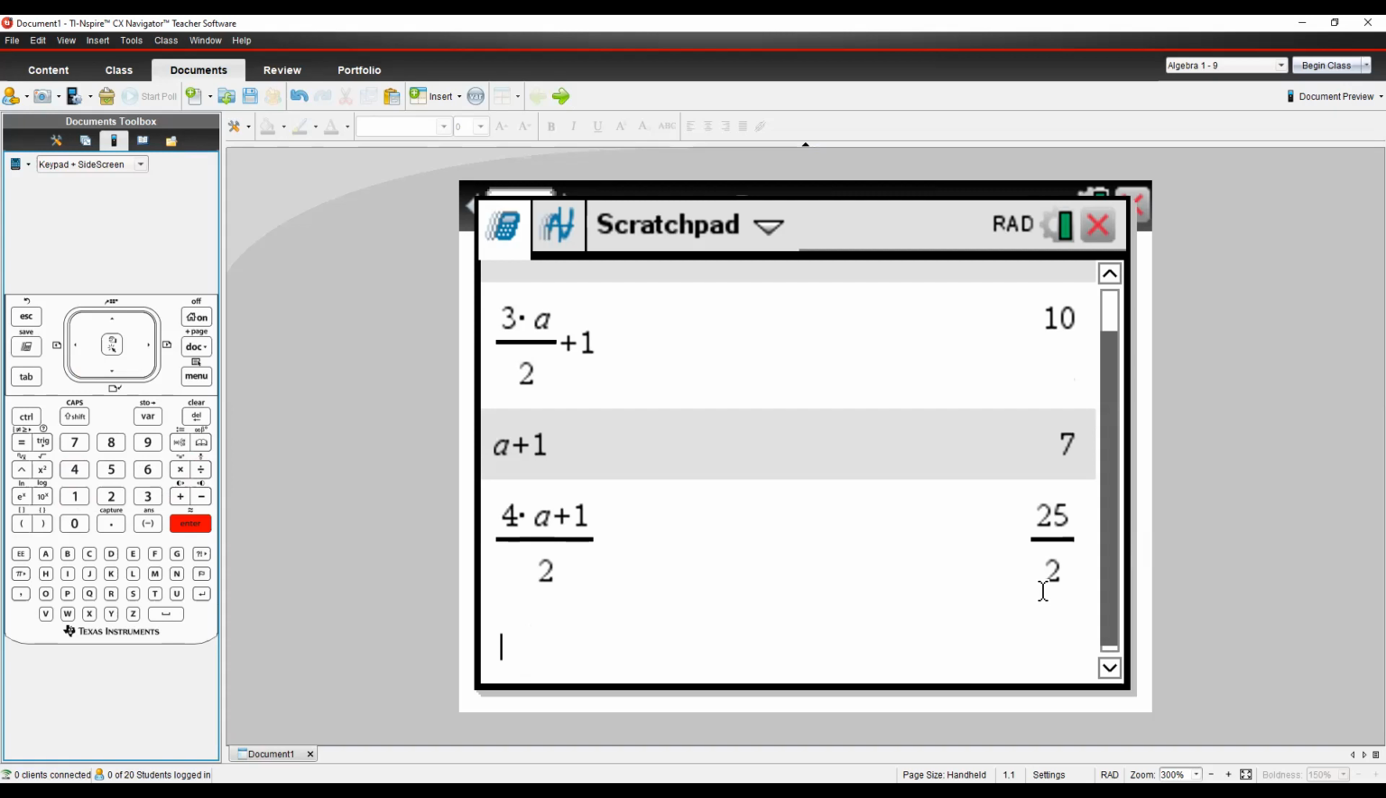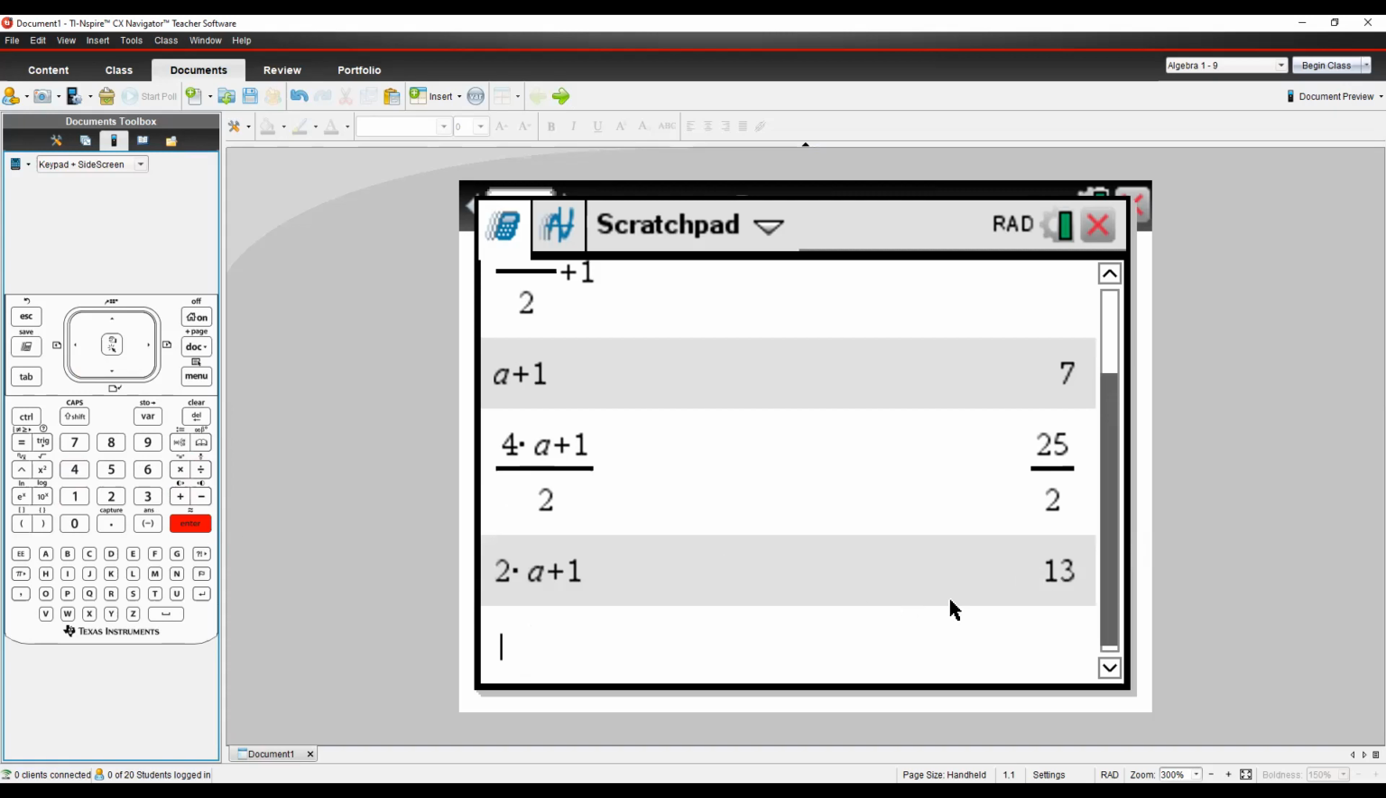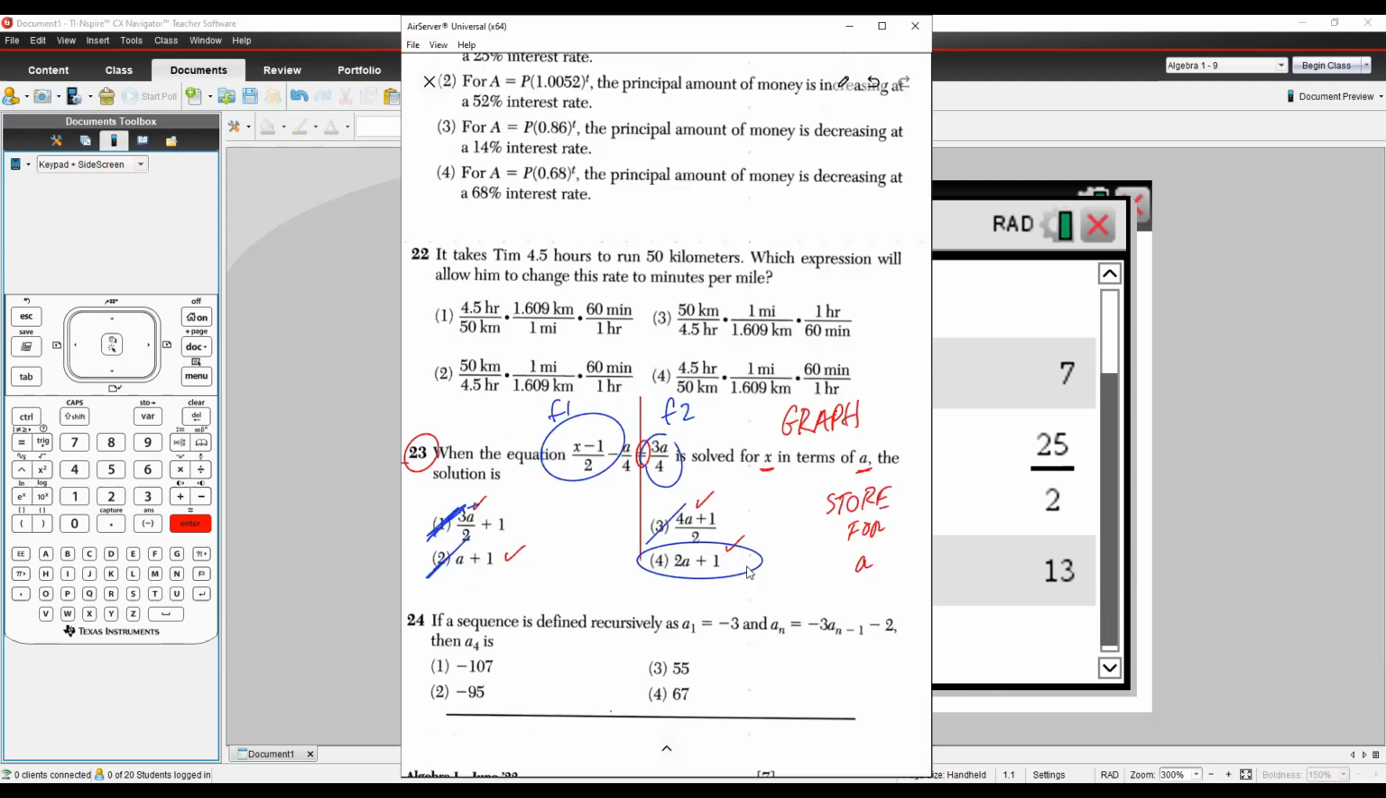So number 4 will be it. Yeah, but we're going to check it anyway. So we're going to go 2A plus 1. And there we have it. It's 13. So number 4 is our answer. So if we go back, we get rid of this one, this one, this one, and our answer is number 4. Now, okay. So let me go back, because I want you to understand.